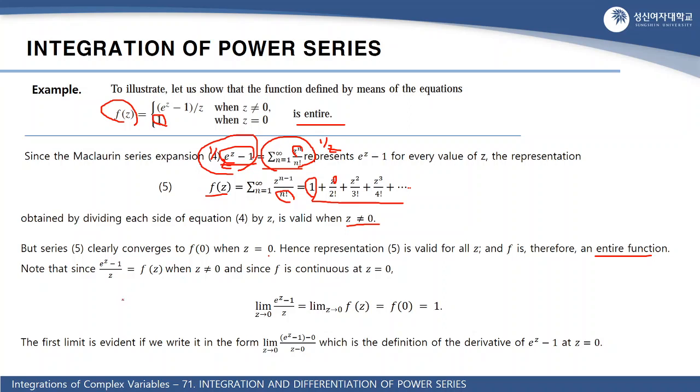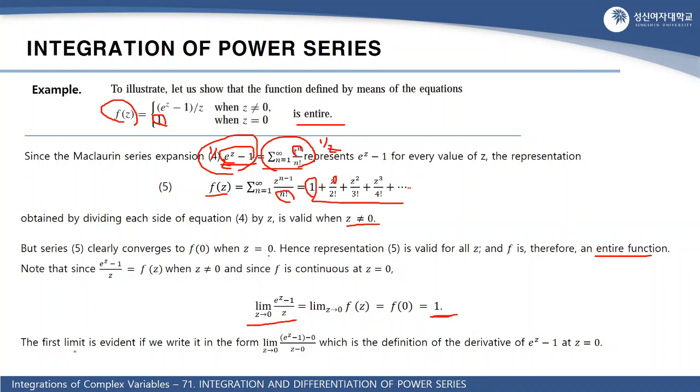Okay, we can show that in another way. Since e to the g negative 1 divided by g is equal to f of g when g is not equal to 0, and since f is continuous at g equal to 0, the limit as g goes to 0 of e to the g negative 1 divided by g is equal to the limit as g goes to 0 of f of g, which is equal to f of 0, because f is continuous, which is 1. Okay, this is equal to 1.